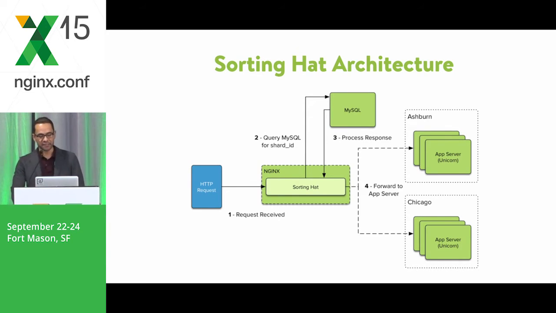So Sorting Hat has this internal mapping that maps shard to data center, and that mapping can be updated dynamically without us having to restart NGINX. So then using the response that we get back from MySQL, we just forward the request on to the appropriate data center.